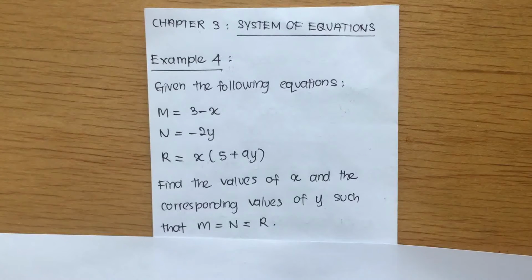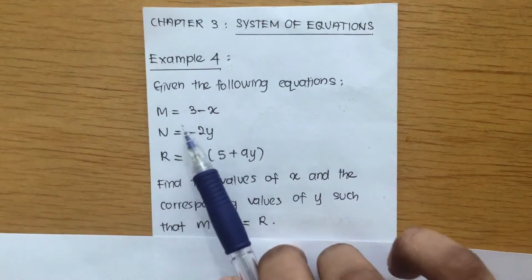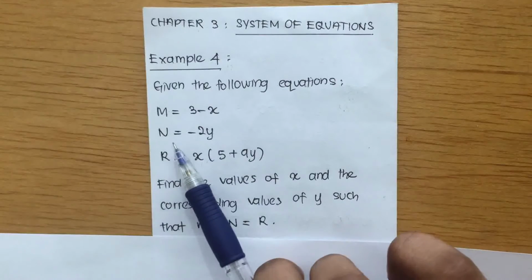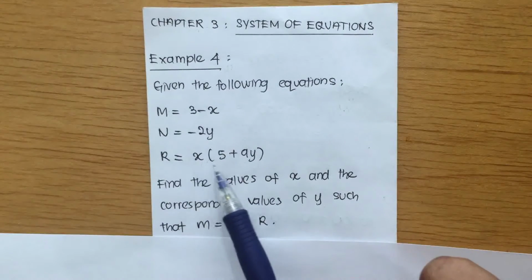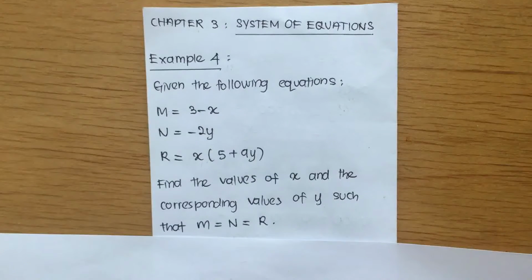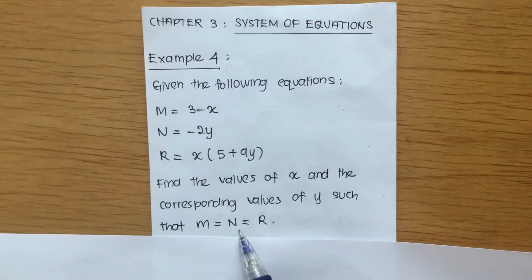Okay, let me read the example 4 question now. Given the following equations, m is equal to 3 minus x, n is equal to negative 2y, and r is equal to x(5 plus 9y). Continue to read the question. Find the values of x and the corresponding values of y such that m is equal to n is equal to r. So this is the requirement of the question, guys.